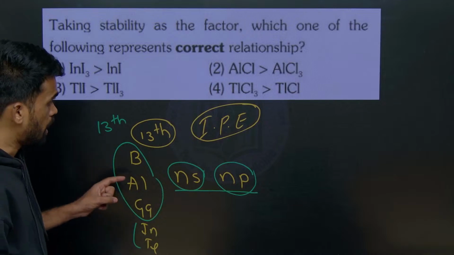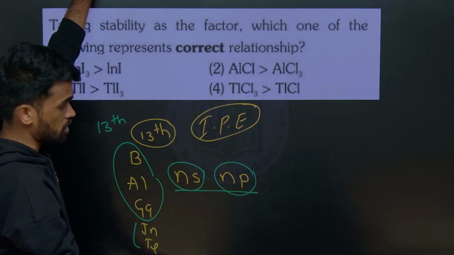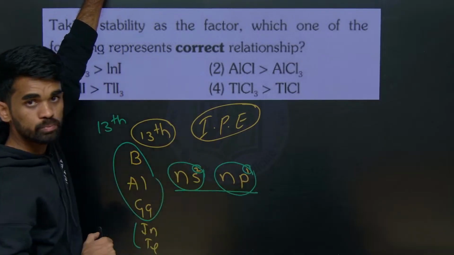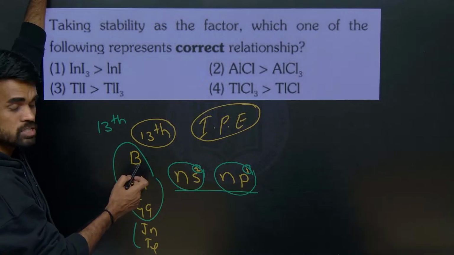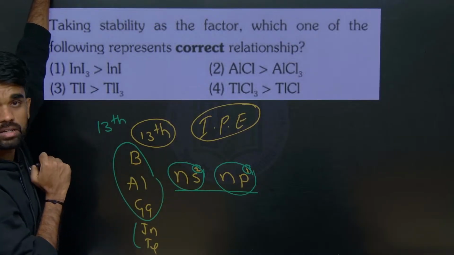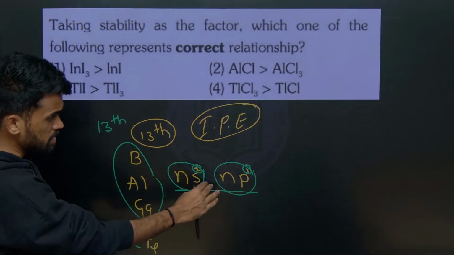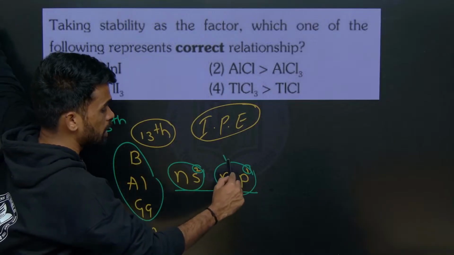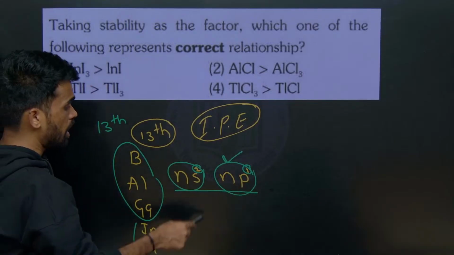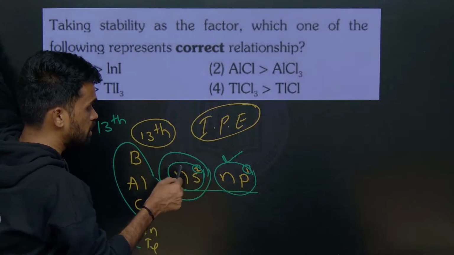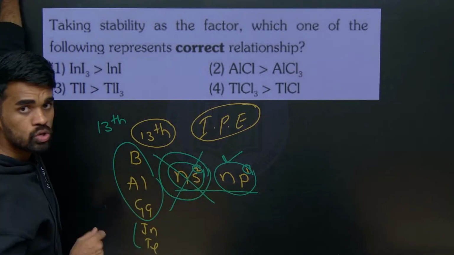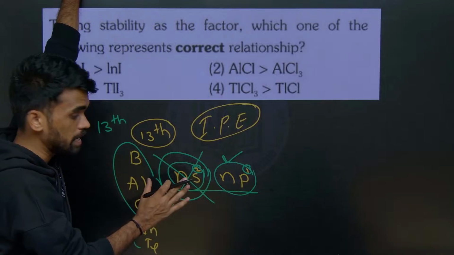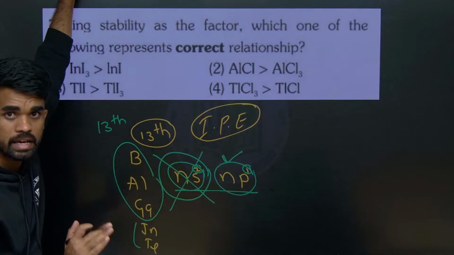What is the general electronic configuration? ns2 np1, so 10 plus 3 electrons, yes, 13th group. For boron it is 2s2 2p1. Now, as we move down the group, only np electrons will take part in bond formation, and there will be reluctance or inertness in the ns pair electrons. They won't get involved. So the inertness of this ns pair of electrons is called the inert pair effect.